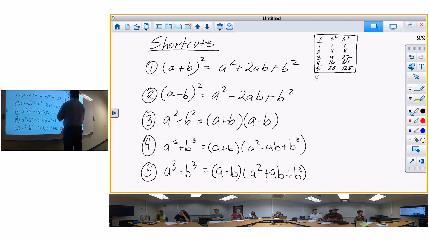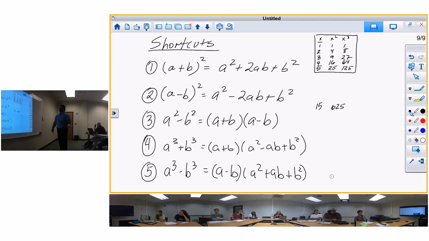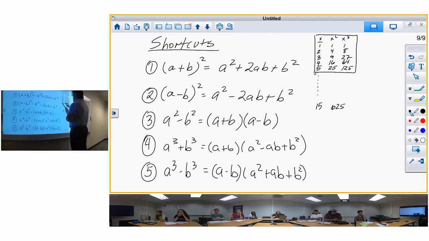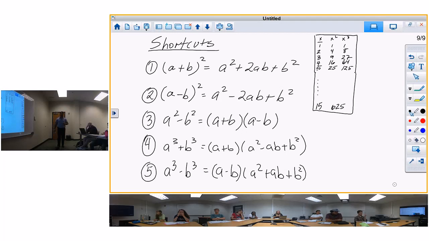I would say you need to learn it up to 15. 15 squared is 225. Y'all check me. And then I don't know what 15 cubed is. I'm not Rain Man. But I would highly suggest, if you don't know your cubes and your squares, you need to write an index card and fill them out. Because you're not going to be able to do these problems unless you know your cubes and squares. Okay? So let's do one.